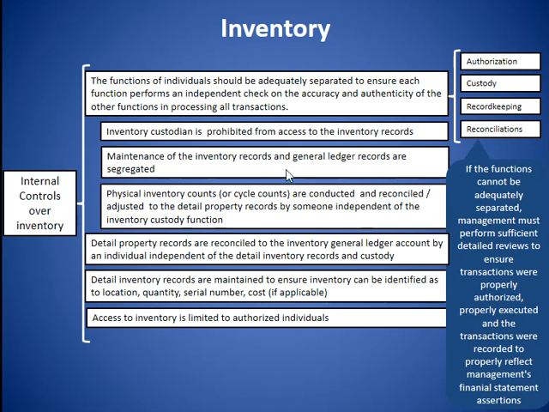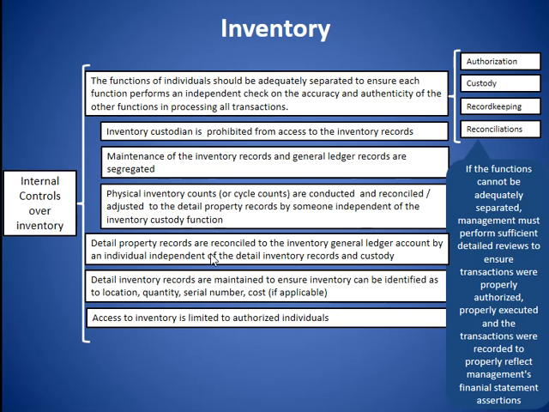Maintenance of inventory records and general ledger records are segregated. Again, they provide a check on each other, the recording of the detailed inventory versus the recording of the financial information. Physical inventory counts, or they could be called cycle counts, are conducted and reconciled and adjusted to the detailed property records by someone who is independent of the inventory custody function.